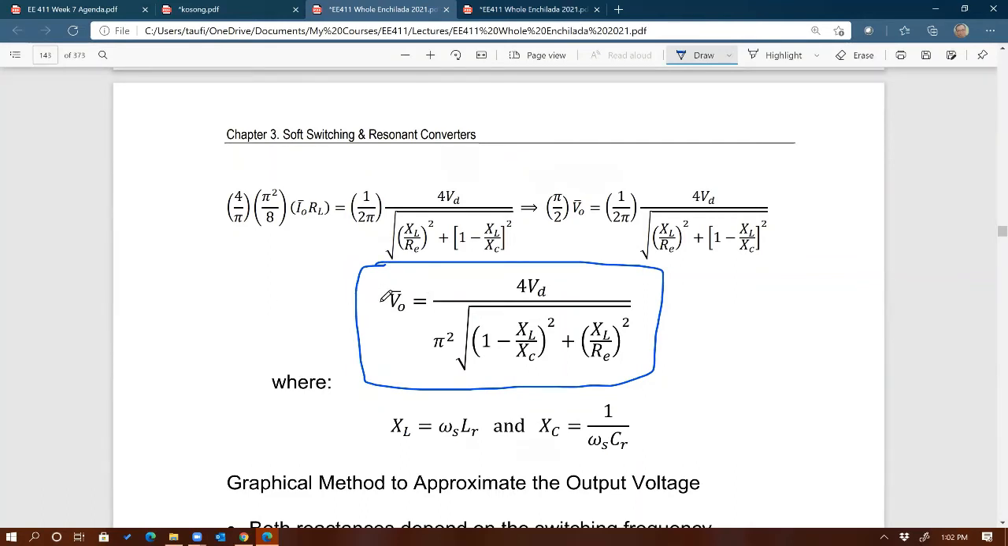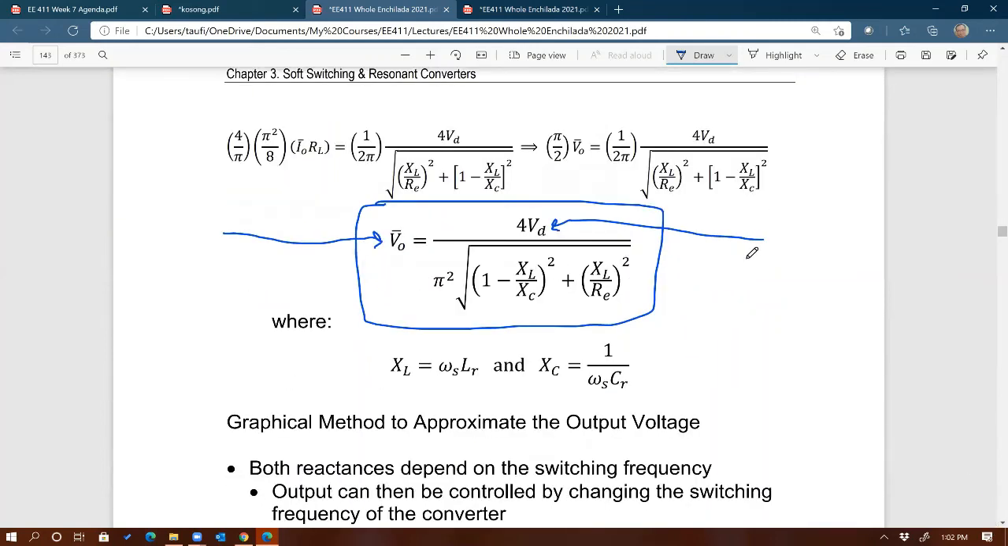That would allow you to estimate the average output voltage in terms of the input voltage, VD. Of course, XL and XC are related to the resonant inductor. XL is the reactance of the inductance, and XC is the reactance of the capacitor. RE is the equivalent resistor that we already looked at earlier. So that's the equation you can use to estimate the average output voltage of the circuit.